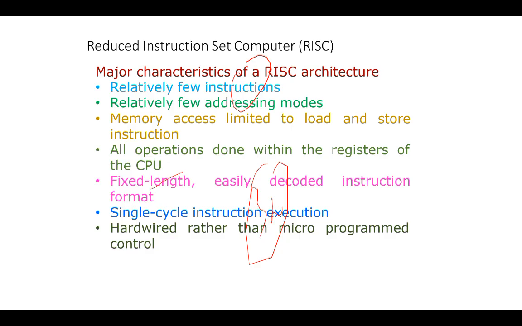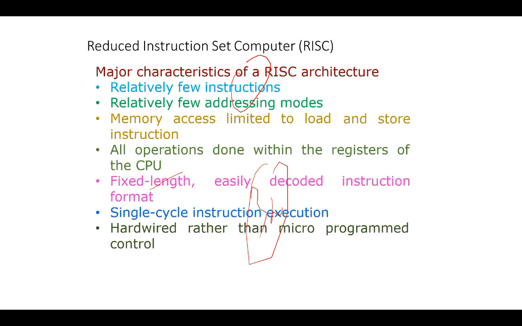A real-time example of RISC is switching on a fan using the wall switch, which is immediate. Reading a manual before switching on the fan would take longer. So this hardware control works like a wall switch.